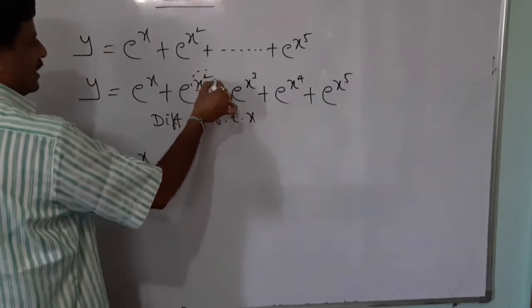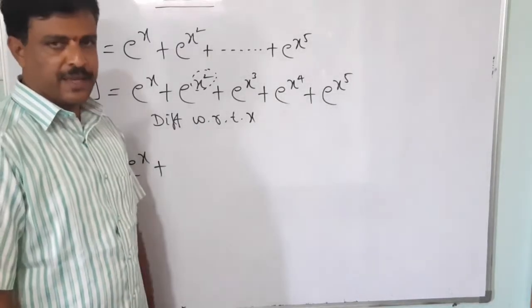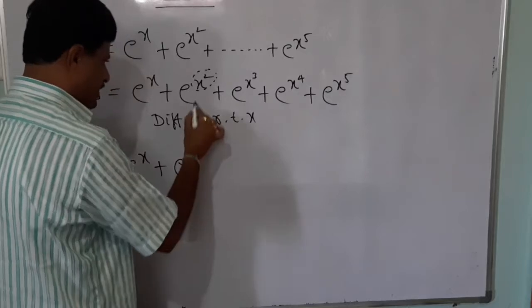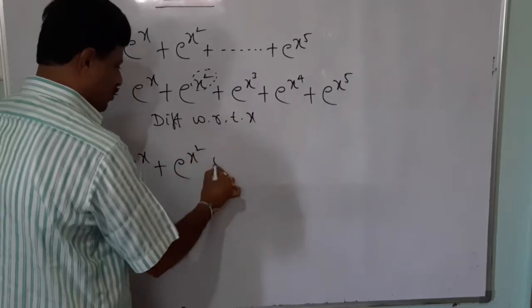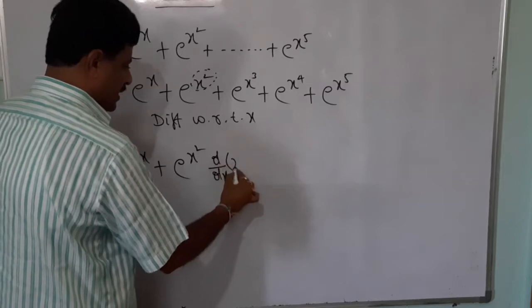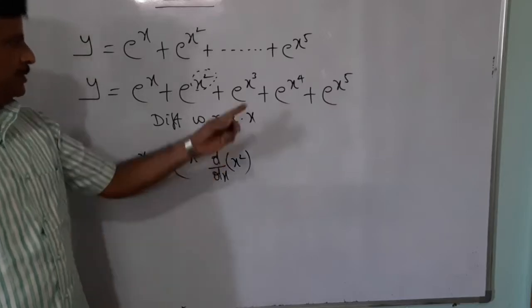e to the power of x differentiation is e to the power of x. e to the power of x square means x square. So here d by dx of x square, whatever you treat as x, continue the same process.